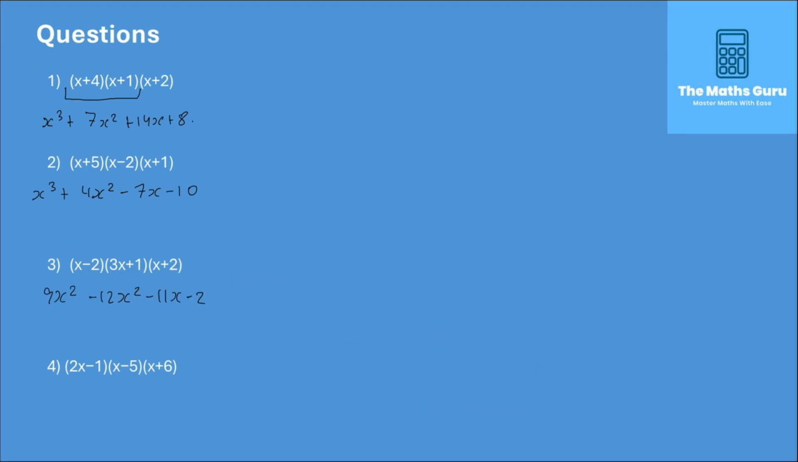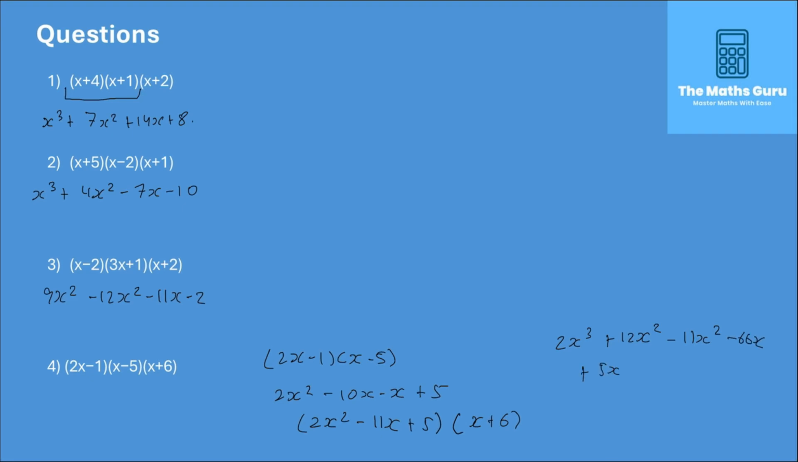Fourth and final question, we're going to have 2x minus 1 times x minus 5, which is going to give us 2x squared minus 10x minus x plus 5, giving us 2x squared minus 11x plus 5 once we've collected like terms. Then we're going to multiply by x plus 6, and we're going to get 2x cubed plus 12x squared minus 11x squared minus 66x plus 5x plus 30.